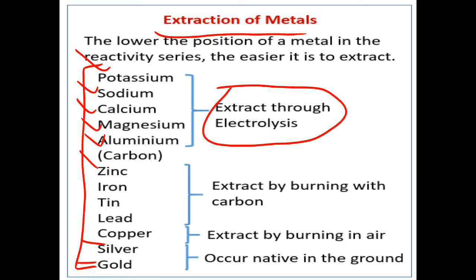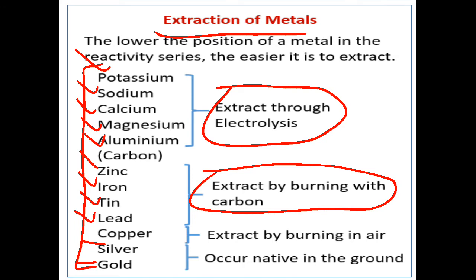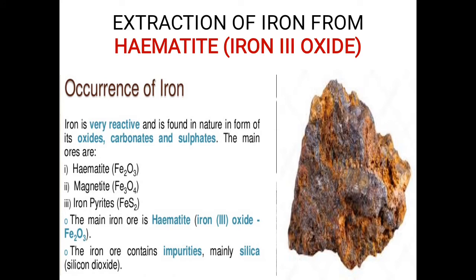And when we see the moderately reactive metals, zinc, iron, tin and lead, they are extracted by means of reduction using carbon. And in today's lecture, we are going to talk about the extraction of iron in detail. We see the iron is extracted from its ore by using carbon. When we talk about its occurrence, iron is very reactive and is found in nature in the form of its oxides, carbonates and sulfates. Means iron is present in bound state in the form of chemical compounds, and the ores are hematite, magnetite and iron pyrite.